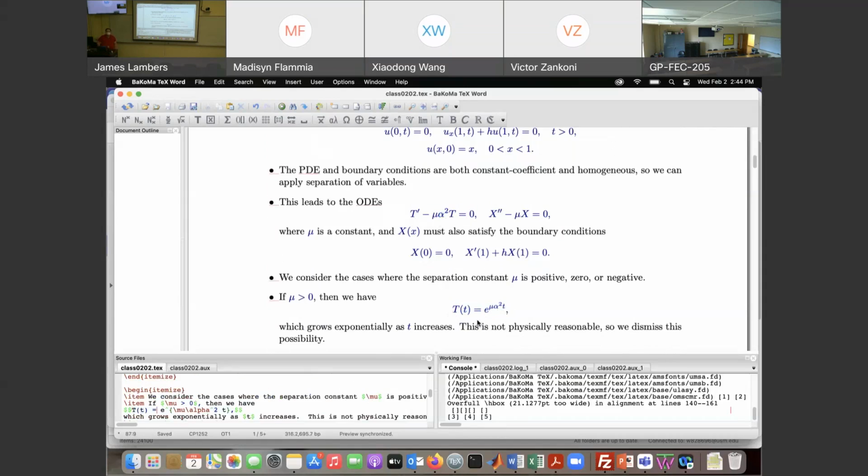Could you imagine if you're modeling heat energy and what your model shows is that the temperature increases exponentially? I mean, that'd be like an apocalyptic sci-fi movie. Stream a trailer now: backward diffusion. And so this is a non-physical solution. So we have to exclude that possibility. So mu is not positive, at least.